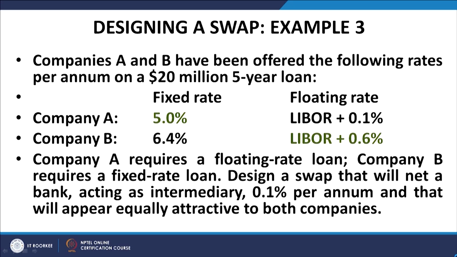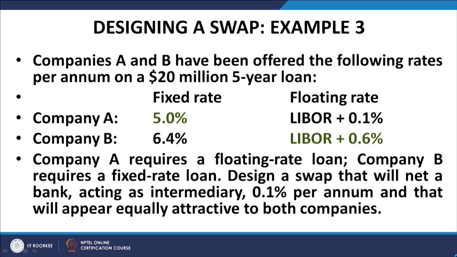Let us now, before we move on to currency swaps, do a problem on designing a swap. We've got two companies A and B that have been offered the following rates on a 20 million notional principal 5-year loan. Company A, if it goes to the market for a fixed rate loan, has to pay 5% per annum, and if it goes to the market for a floating rate loan, it pays LIBOR plus 0.1%. Company B, if it approaches the market, pays 6.4% on the fixed rate side, and if it approaches for a floating rate loan, it pays LIBOR plus 0.6%.